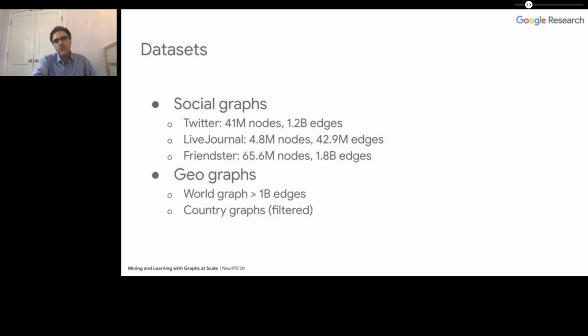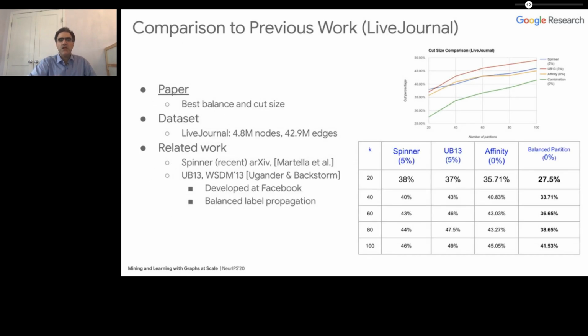We compare the quality of this algorithm to many other previously studied algorithms. For example, for the LiveJournal dataset, we compare it with the Spinner and the UB13 algorithm, and we observe that even the affinity ordering algorithm outperforms the previously optimized algorithms. Then we want to partition the graph into 20, 40, up to 100 partitions.